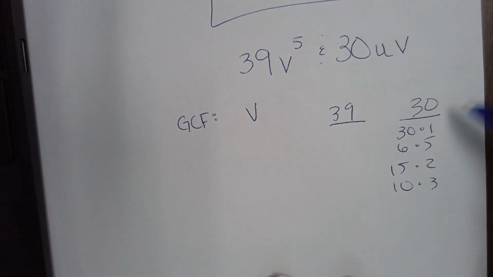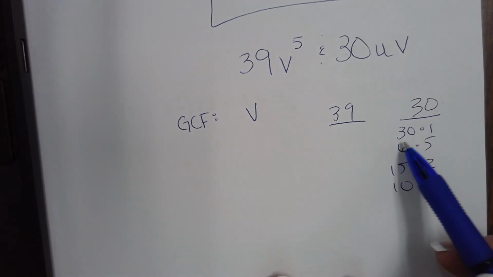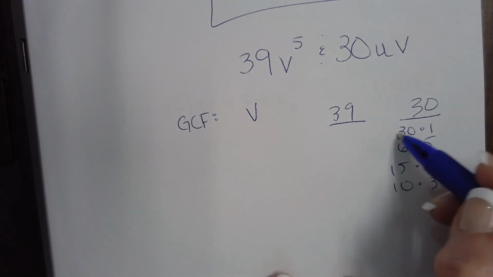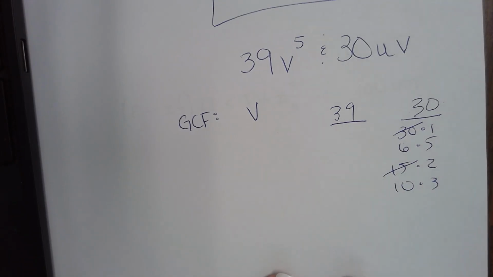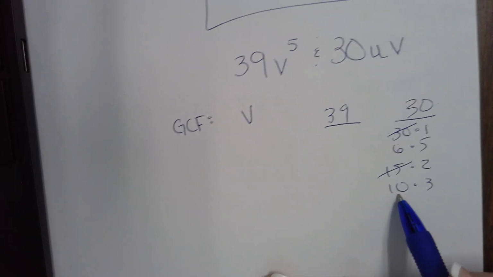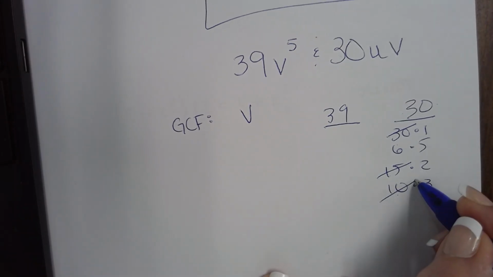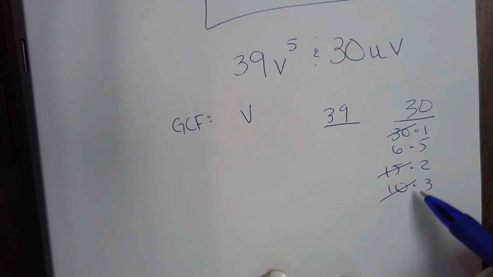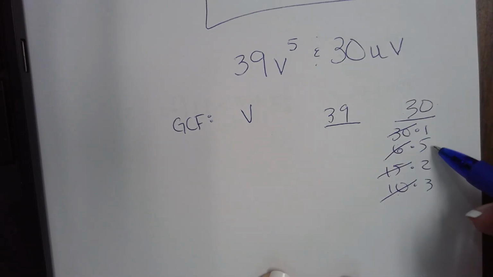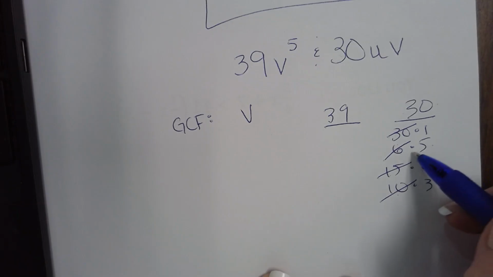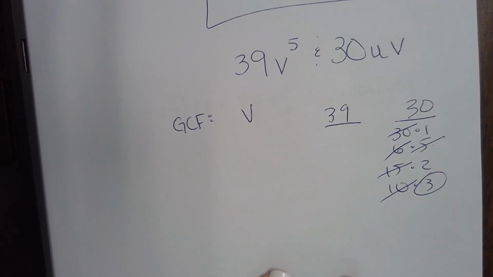But the way I do it is, from the lowest one, I'm just going to start. Will 30 go into 39? No. 15. Will 15 go into 39 evenly? No. Will 10 go into 39? No. Do you see I'm starting with the highest and marking them off? So the next one's going to be 6. Will 6 go into 39? How about 5? 3 is the common factor between the two.